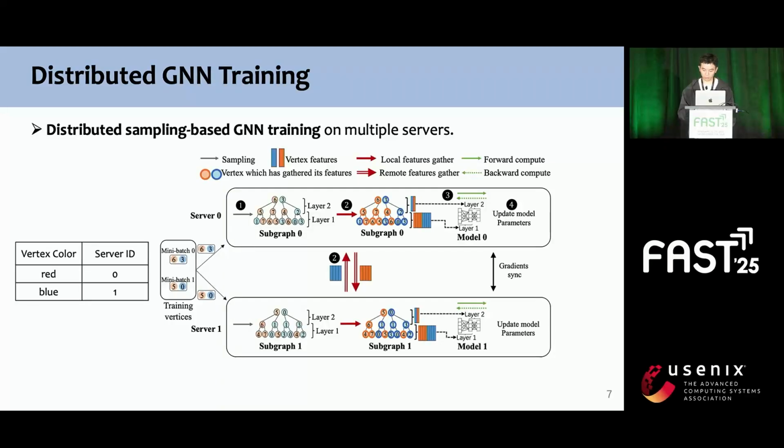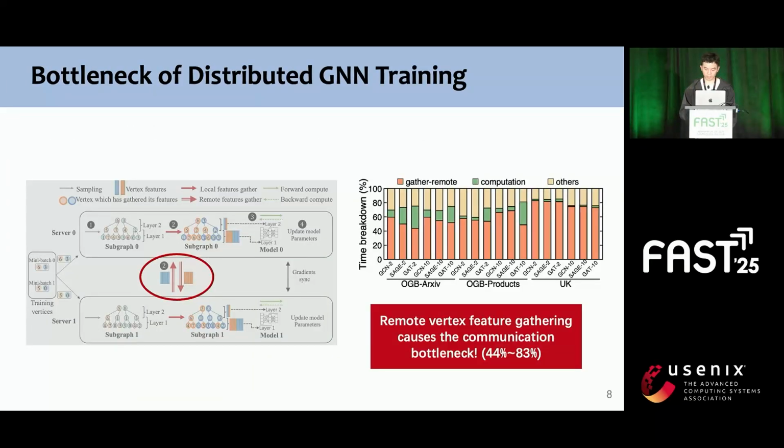Each worker's model then performs forward and backward propagation using its subgraph topology and collected features, followed by gradient synchronization and parameter updates. This completes one training iteration. We found that the process of fetching features from remote machines is the performance bottleneck of the entire training process. Tests on various datasets and GNN models show that this part of communication time accounts for more than 44%.